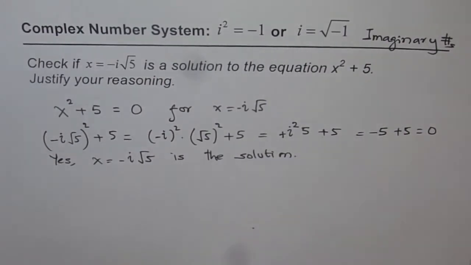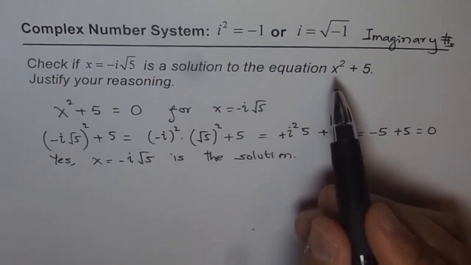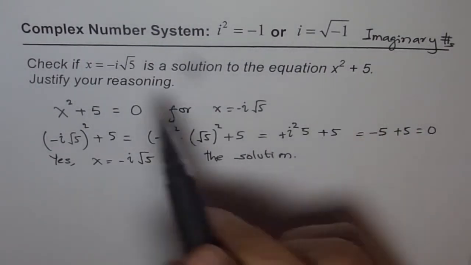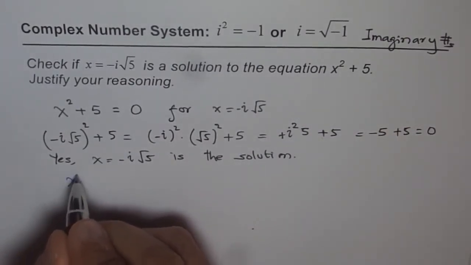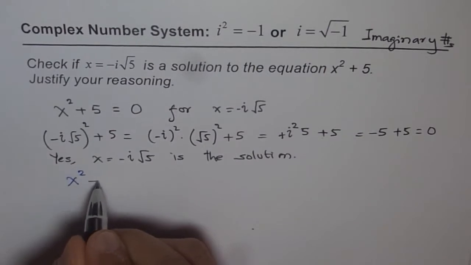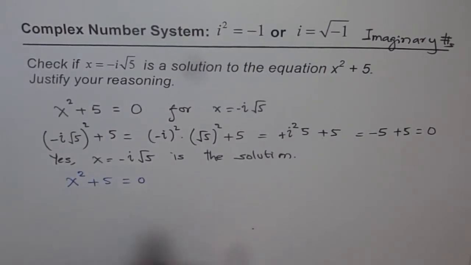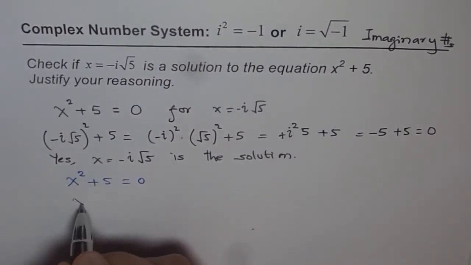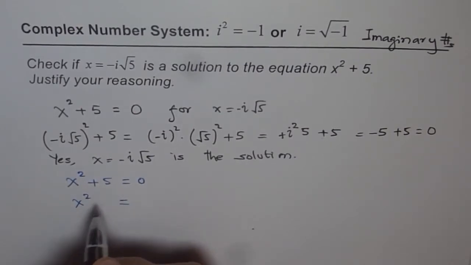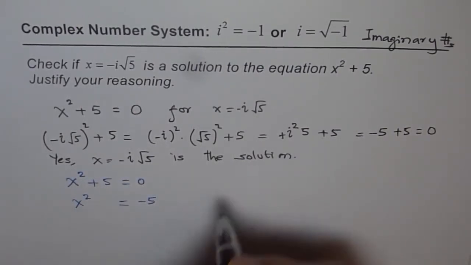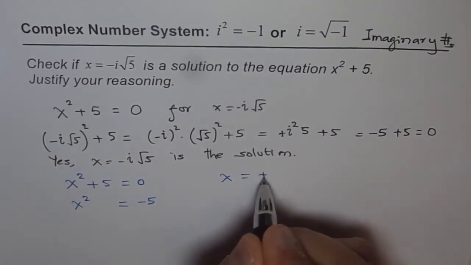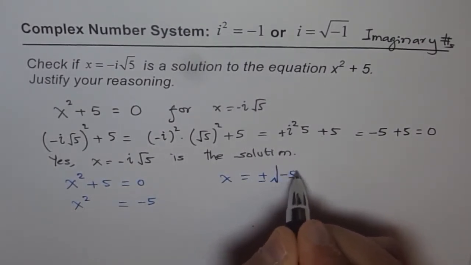Now there is an alternate way we can do this same question. That is, we can find the solution of this equation and then check whether that is the solution or not, right? So we have this equation, and we'll do it this alternate way. So x squared plus 5 equals 0. Let's try to solve this. So we can write this as x squared equals, we'll subtract 5 from both sides to get -5. And from here we can say x equals plus minus square root of -5.